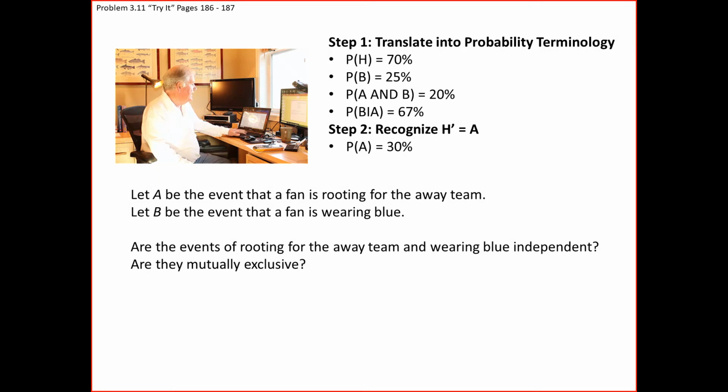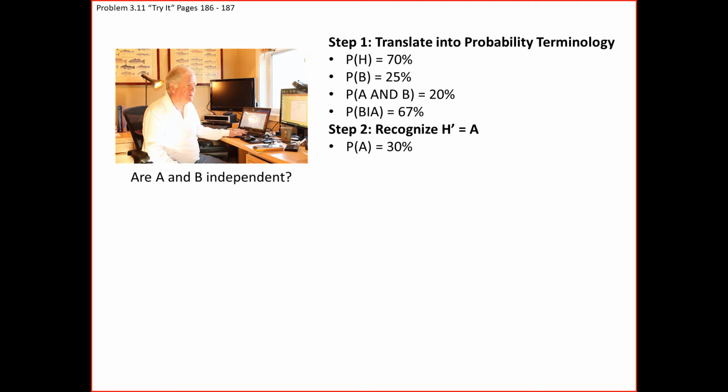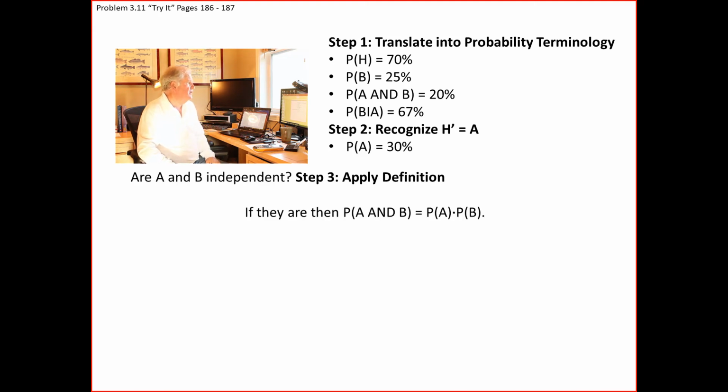All right, so we're back, and we're ready to answer the question: are A and B independent? How do we do that? Well, we apply the definition. If two events A and B are independent, as we've talked about before, then the probability of A and B is just the product of their two individual probabilities. We'll talk about where that came from in a moment, but since I now know P(A), P(B), and P(A and B), let's just go check. P(A) is equal to 30%, P(B) is equal to 25%.